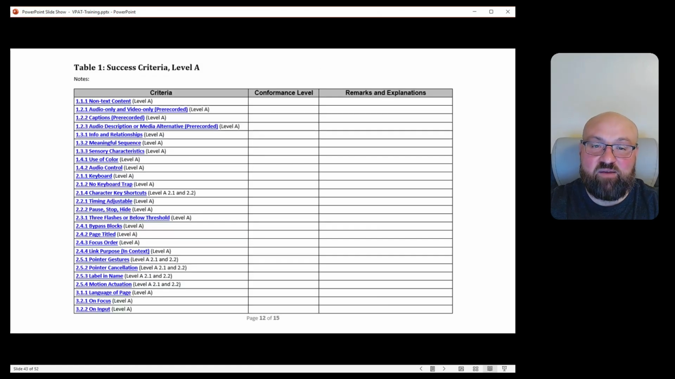On this next slide, I have a screenshot showing us Table 1 success criteria level A. Here we can see many different criteria. In the left column, which is marked criteria, the middle column is marked conformance level, and then on the right side, we have remarks and explanations. We are going to fill in conformance level and remarks and explanations.